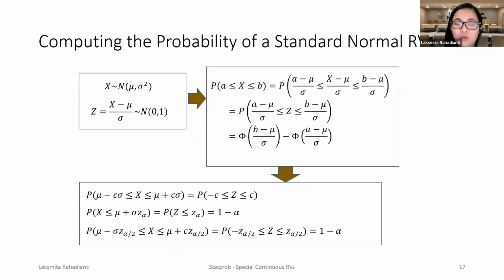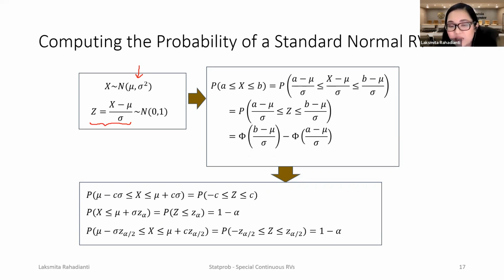So to do that, we start with any normal random variable here with any mu and any sigma, and then we need to convert it using the z-score equation here into N(0,1). And thus we can then compute using the table. We can use the table to compute probabilities up to.